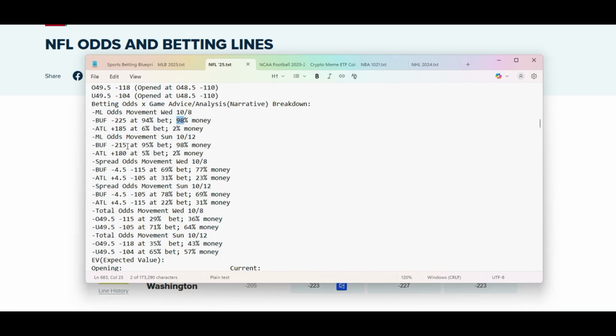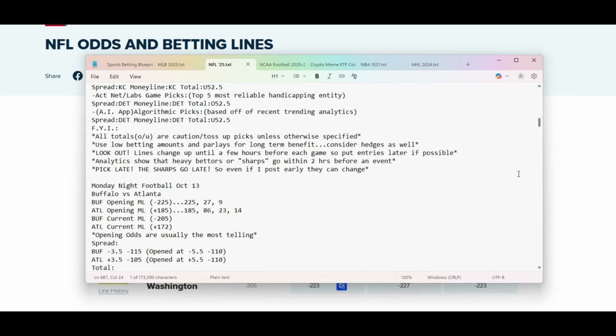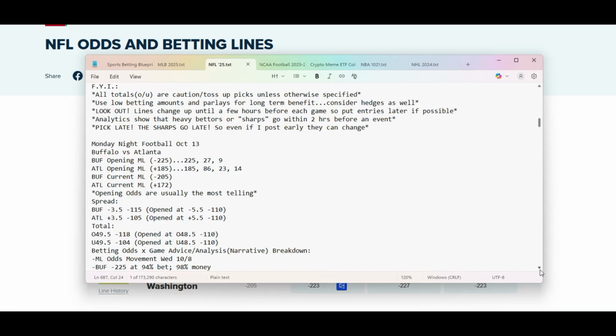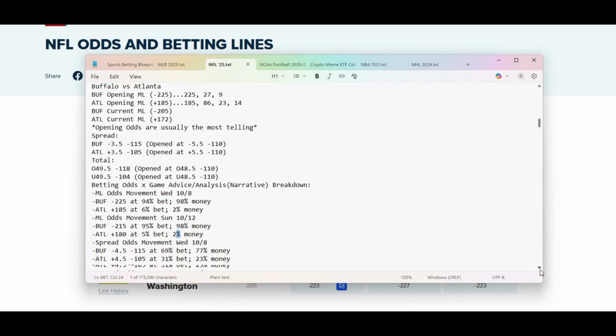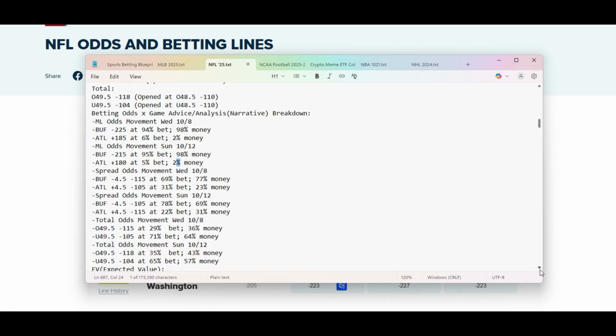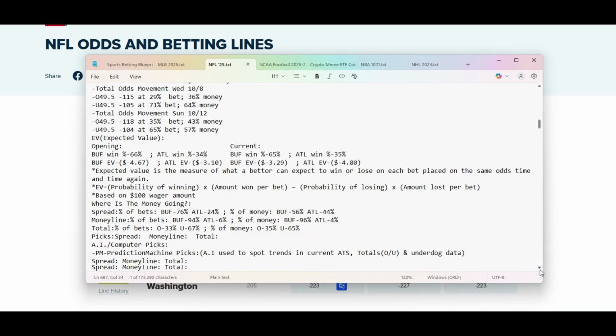Now, money line movements from Sunday. It went from minus 225 to minus 215. Betting went up 1%. Money stayed the same, 98%. And we'll go over where they are now in a moment. Plus 185 at 5% betting for Atlanta, 2% of the money on the money line movements from Sunday. Now currently it is, let me scroll up, scroll back down, minus 205, plus 172 for the Buffalo Bills.